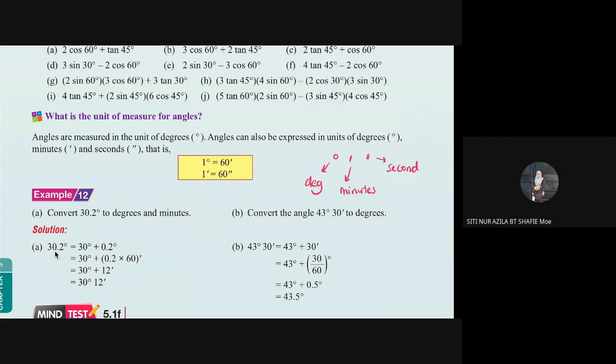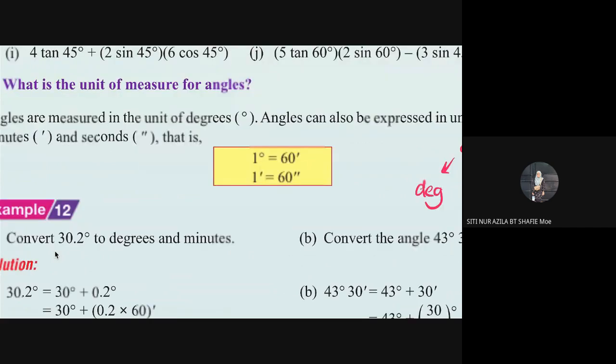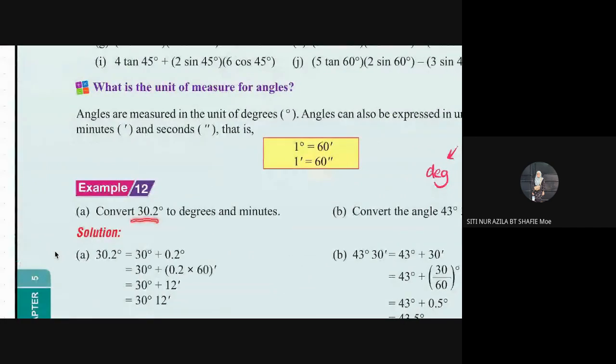So this is the second measured unit for angles. Other than degree, you can also measure your angles in terms of degrees, minutes, and seconds. What you need to understand is 1 degree is equal to 60 minutes, and 1 minute is equal to 60 seconds. By using this, we can convert from degree to minute. So how to do that?